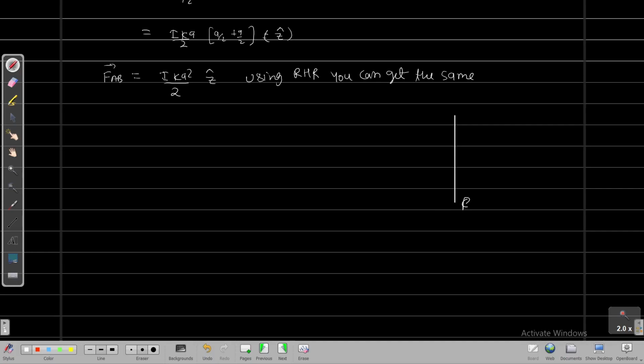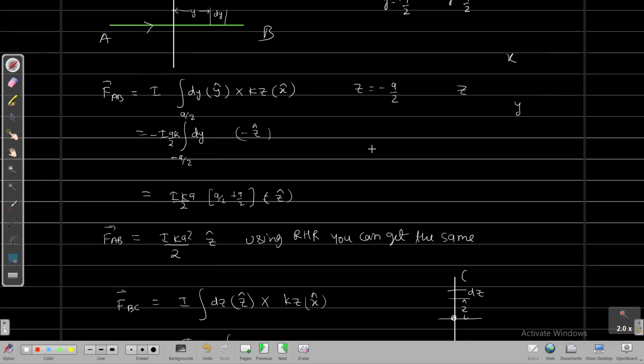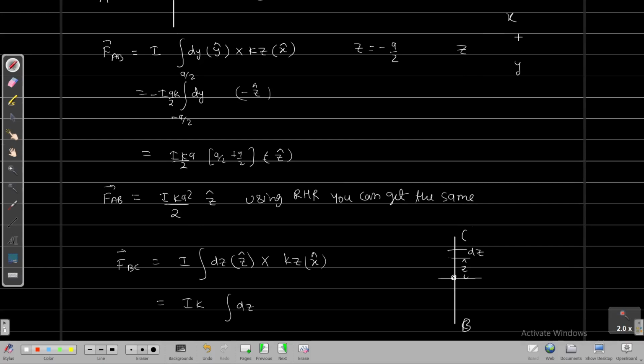This is the wire BC, so this is the origin, and I am considering z in this direction, with infinitesimal element dz. So F BC will be I, and dl is dz, the direction is z cap, cross, sorry, it is not v naught, it is kz x cap. So I k dz, and what is the z cross x?